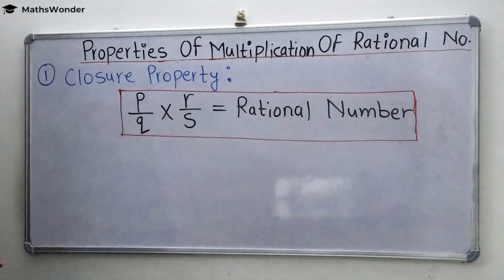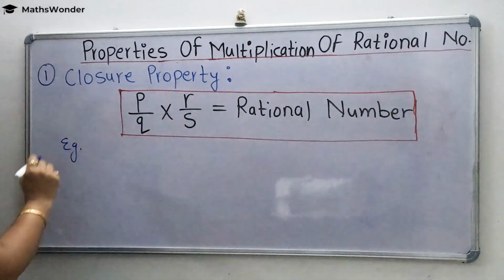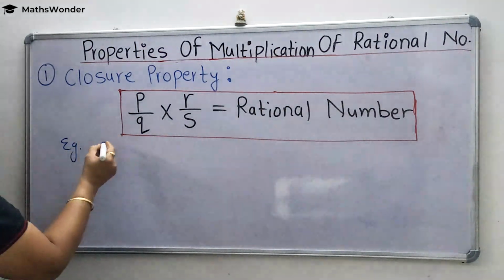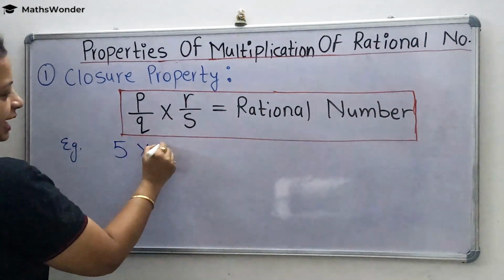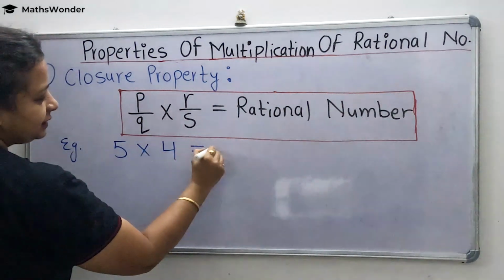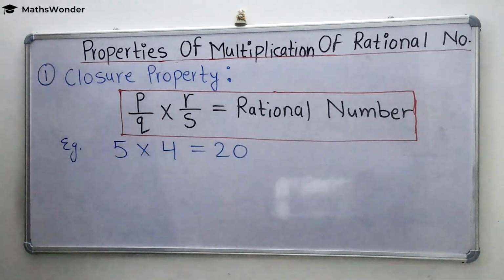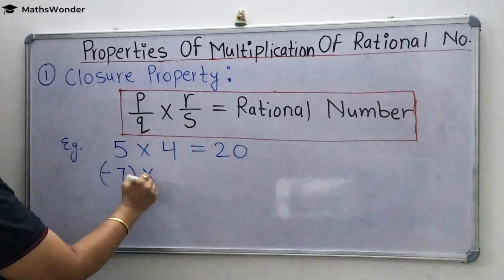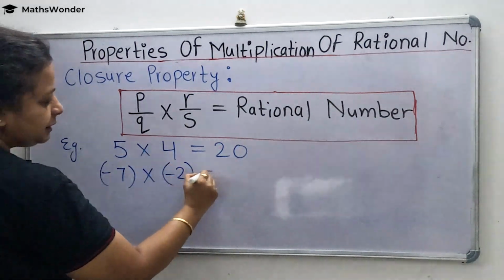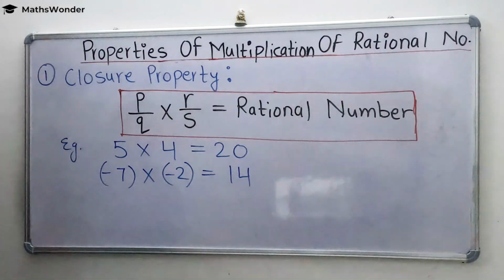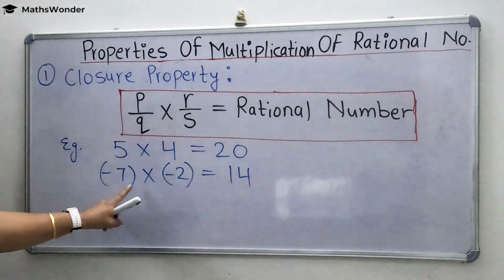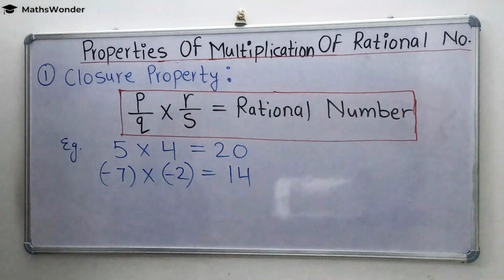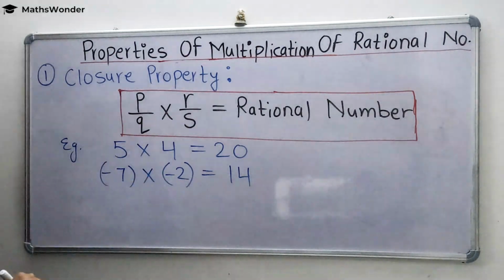Now come to the questions. Suppose we take any natural number. As you know, any natural number multiplied with any natural number will give a natural number only, right? Same with integers. -7 times -2. When you multiply two integers, you will get an integer only. Two negative integers multiplied will give a positive integer, because there are two negative signs.